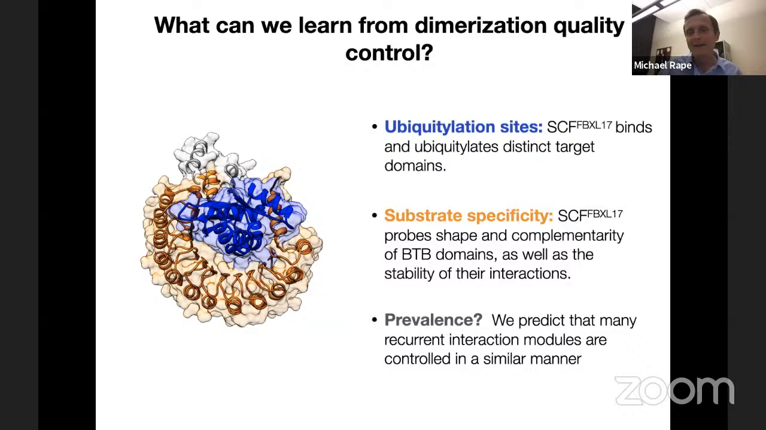There's also the big issue of prevalence. Is this a single example of complex composition quality control, or is this basically a sign for something bigger? And I am very happy to report that we now have at least two, if not three, other examples of quality control of complex composition, suggesting that the ubiquitin pathway has found many ways to actually look at whether complexes have the right subunits in cells and make sure that you only form functional signaling modalities. So that was one example.